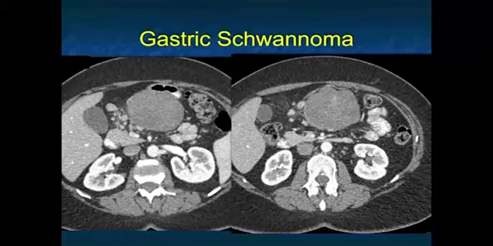Schwannomas of the stomach are rare, very rare. And this is one of those schwannomas looking just like a gastric GIST tumor. So that's a dozen cases, I believe, and that's the end.